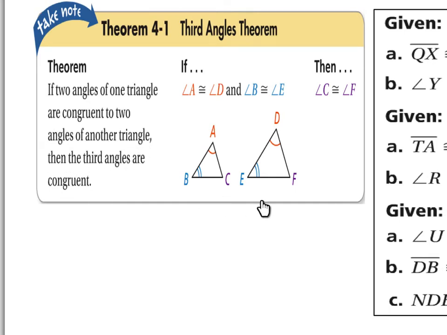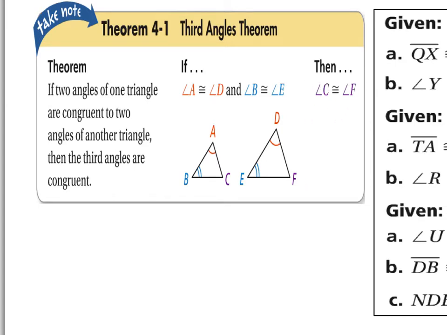So as you look at this picture here, you know that D and A are congruent to each other. That's one pair of angles. E and B are the other pair of angles. Those are congruent to each other. So what they're saying is, if two angles of each triangle are congruent to each other, we can then say that the third angles are also congruent.